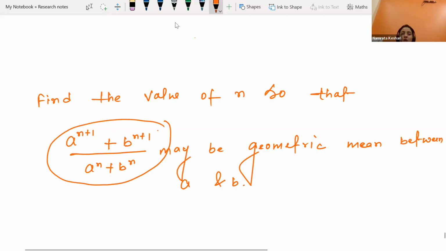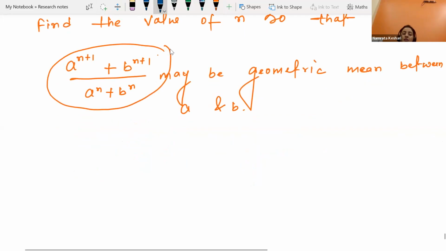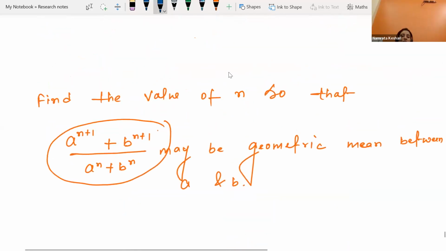So if we are talking about geometric mean between a and b, can we say the geometric mean will be root ab? Yes or no, Ali and Alina? Yes, ma'am. We can say that if we are talking about the geometric mean between a and b, it will be root ab. Now let's read the question again.